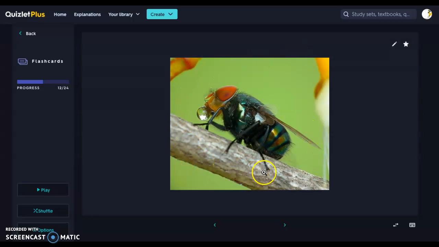So here's an adult blowfly. Whenever flies land, they do vomit up a little liquid mucus. So that's what that little dot is right there.